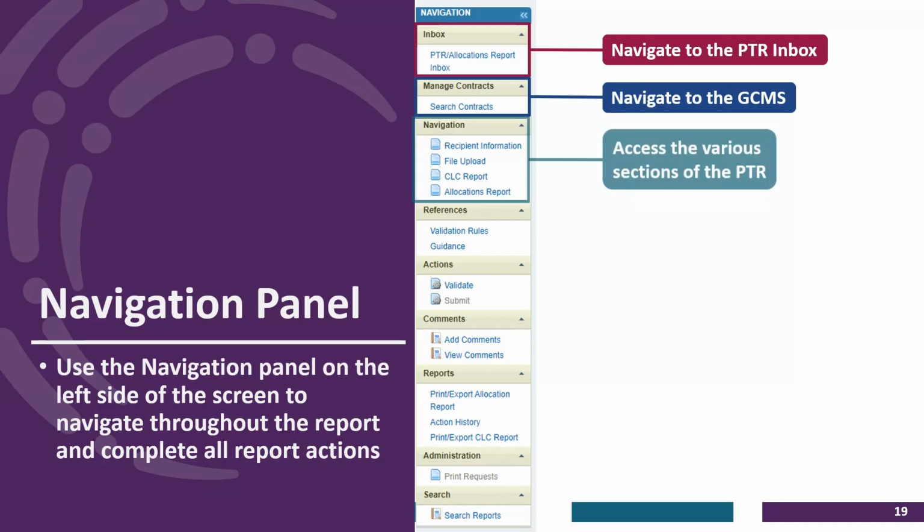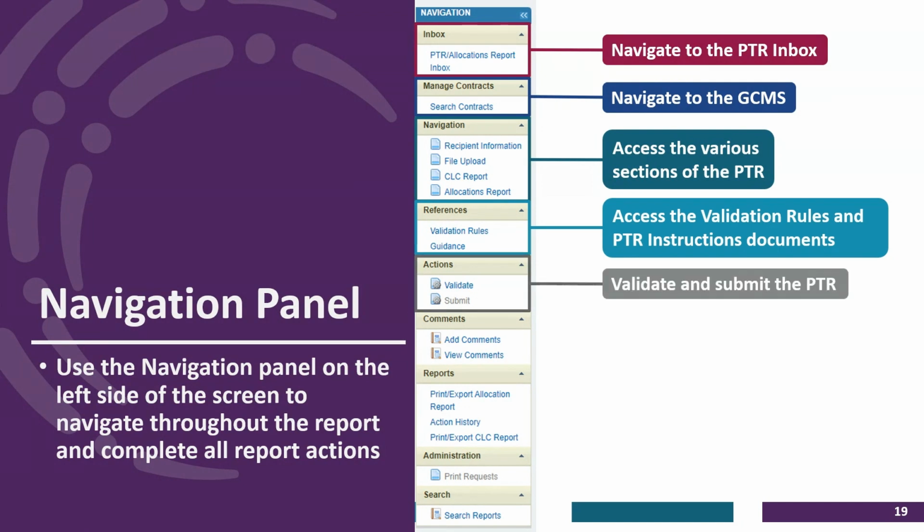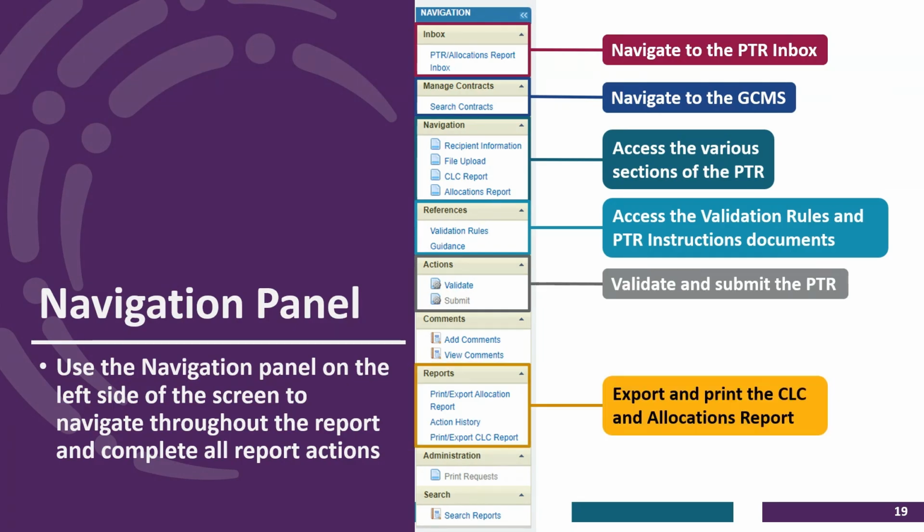The navigation heading is where you're going to find links for each section of the report itself. Also, under the References heading, you can find the links for both the Validation Rules document and the Part B Supplemental PTR Instructions document. In the Actions section, you'll find the links for both validating and submitting the PTR. And then finally, down towards the bottom, we have options for printing and exporting both the CLC report and the allocations report, should you need either of those separately.